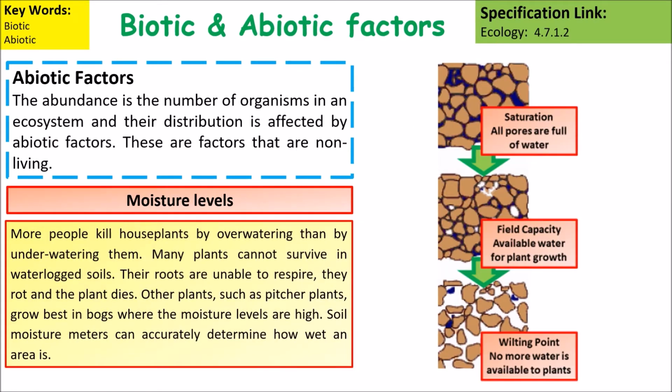Most people kill houseplants actually by overwatering them rather than by underwatering them. So many plants cannot survive in waterlogged soils. So the roots are unable to respire, so rot. Therefore, the plant dies. You can see from the diagram how the saturation of the soil can be affected by watering them. So moisture level is an important abiotic factor.